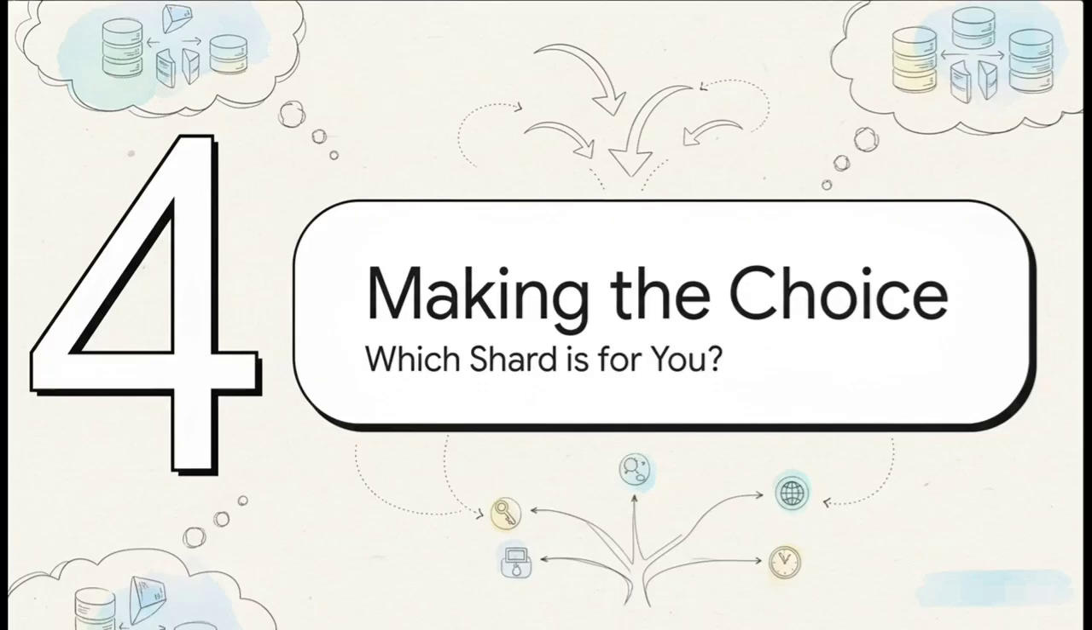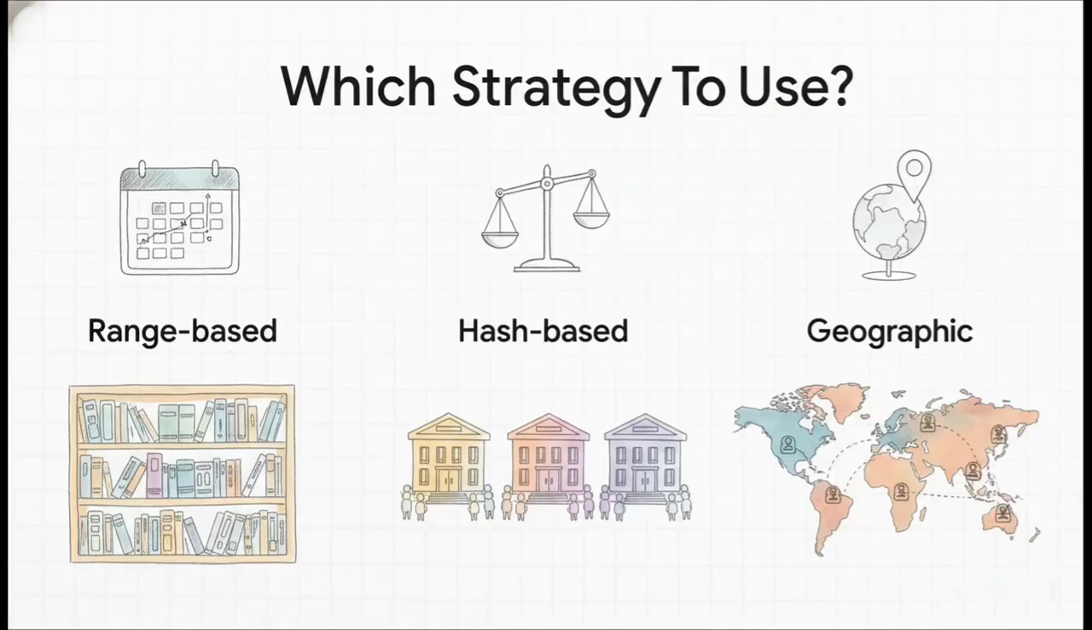So based on that comparison, how in the world do you choose? Let's break it down into a simple, practical guide. It really just comes down to asking these simple questions. Are you working with data that's based on time, like sales from last quarter or logs from the last hour? Range-based is going to be your best friend. Is your absolute number one top priority to avoid overwhelming any single server? Then you'll want to go with hash-based. And are you building a worldwide service where speed for every single user, no matter where they are, is critical? Well, then geographic is the way to go.